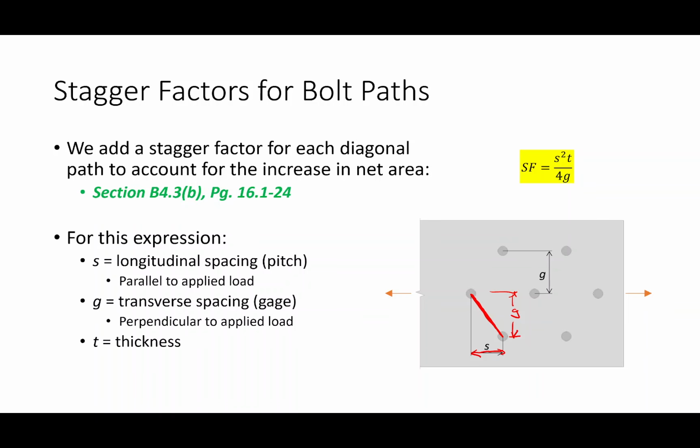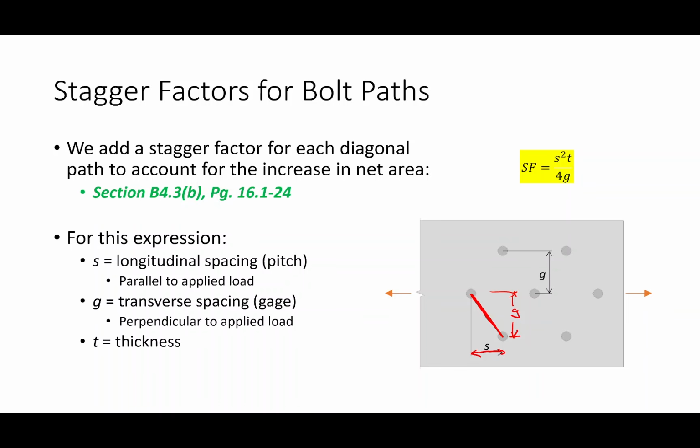The manual says S squared over 4G. And some of you are going to go, wait, Dr. Mike, where'd the T come from? Because that says S squared over 4G, and you threw a T in there. Well, if you read the manual, what the manual says is you add a stagger factor for each diagonal path.